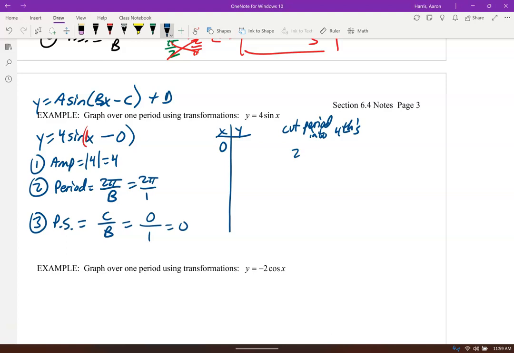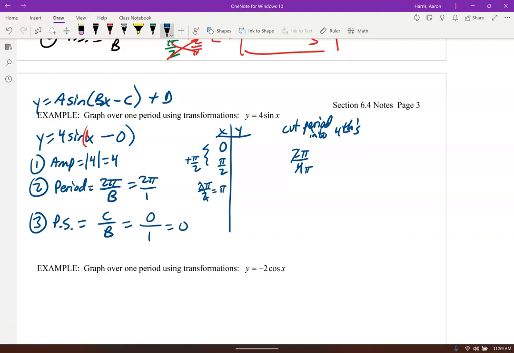Okay, so our period is 2 pi. So what's a fourth of 2 pi? Well, that'd be pi over 2. So I want to go up pi over 2 to my next one. So the next spot is 0 plus pi halves is pi halves. The next one after that, pi halves plus pi halves is 2 pi over 2, which is just pi.